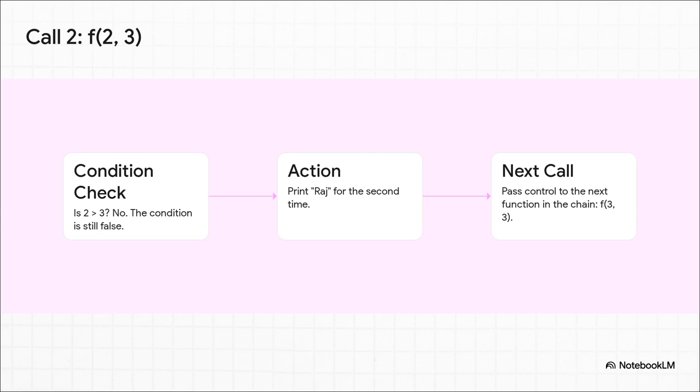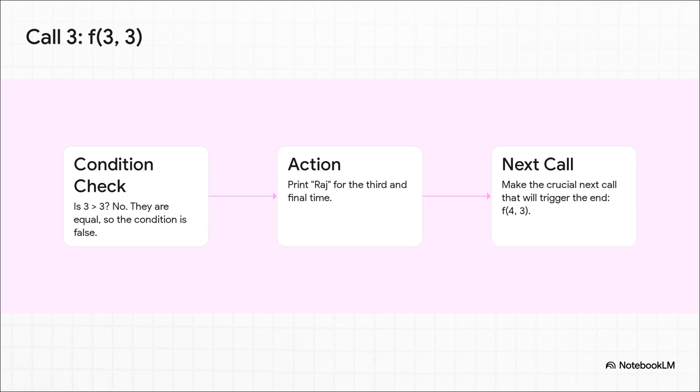Now, f of 2, 3 is running. And it asks the exact same question. Is 2 greater than 3? Still no. So it does its thing, it prints Raj for the second time, and then it passes the baton again, this time calling f of 3, 3. Each one of these calls is getting stacked right on top of the last one, just waiting for this whole chain to finish up.